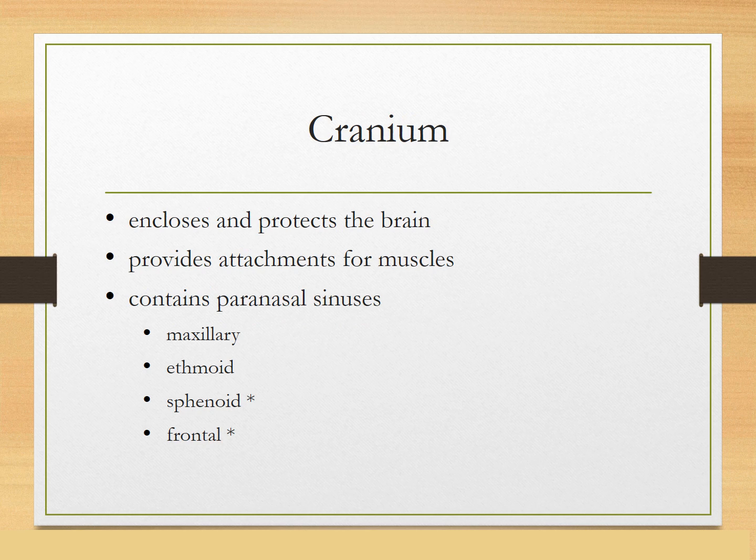The cranium encloses and protects the brain. It provides attachment sites for muscles. The cranial bones contain paranasal sinuses. There's a maxillary, ethmoid, sphenoid, and frontal sinus. The sphenoid and frontal sinus are more readily seen in images of the skull.